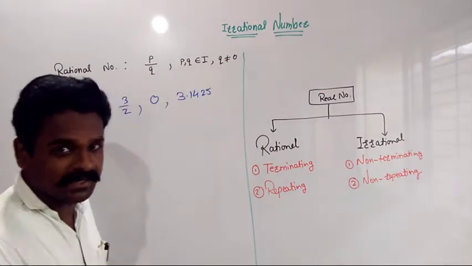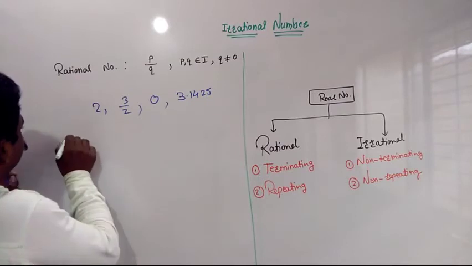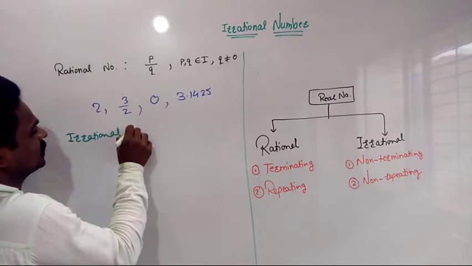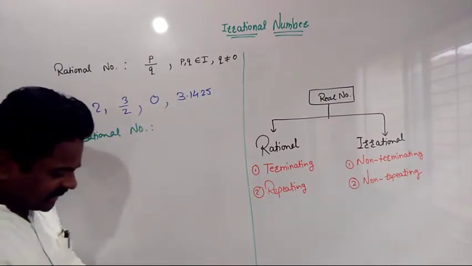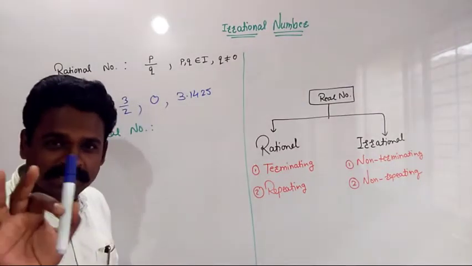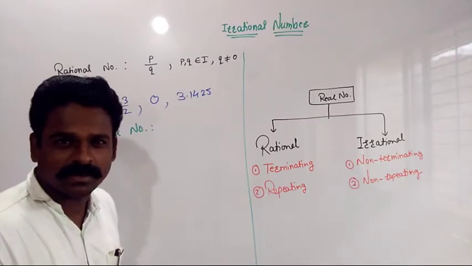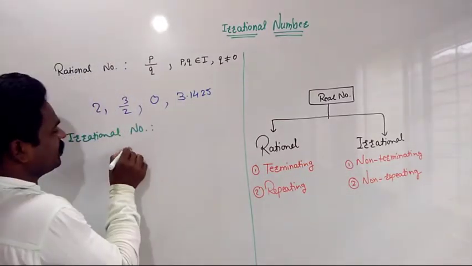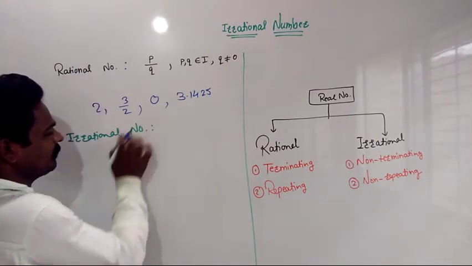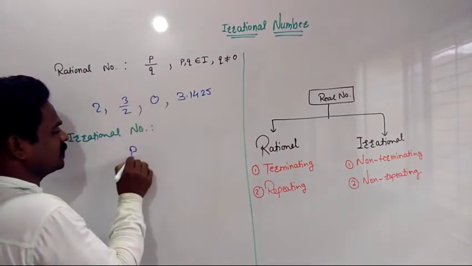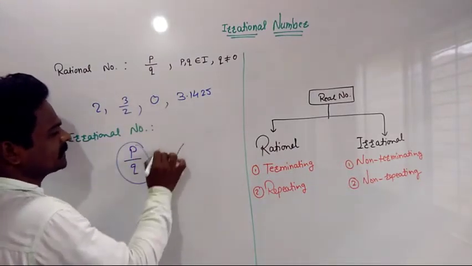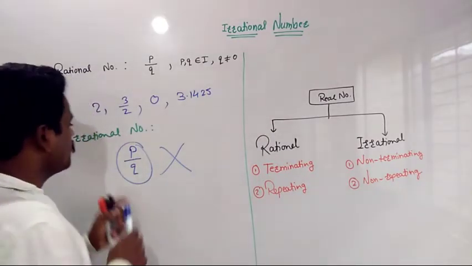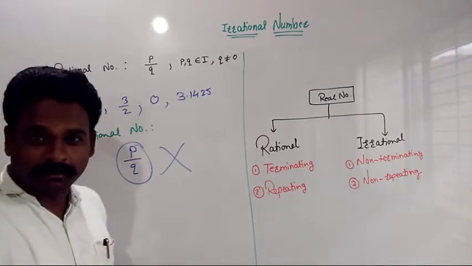What is the irrational number? Simply we can say that the number which cannot be expressed in P by Q form, that number is called an irrational number. So the number which cannot be expressed in this form P by Q, we can't express the irrational number in this form P by Q. Okay, so that type of number is called an irrational number.